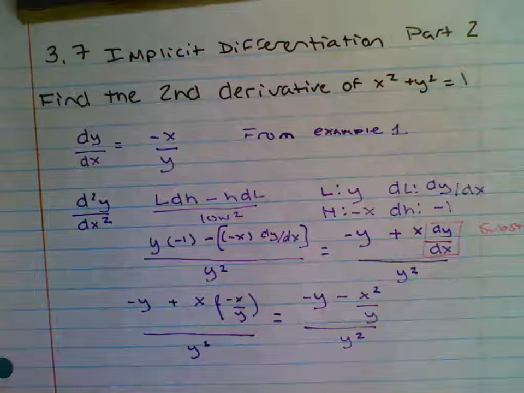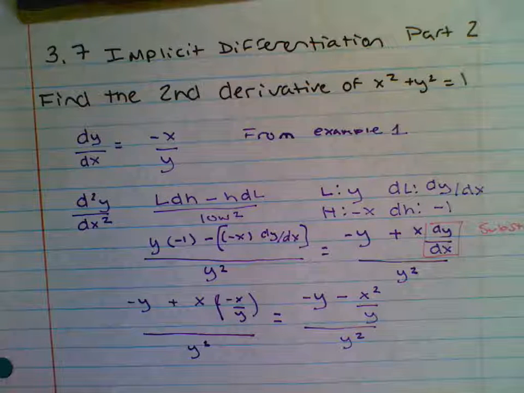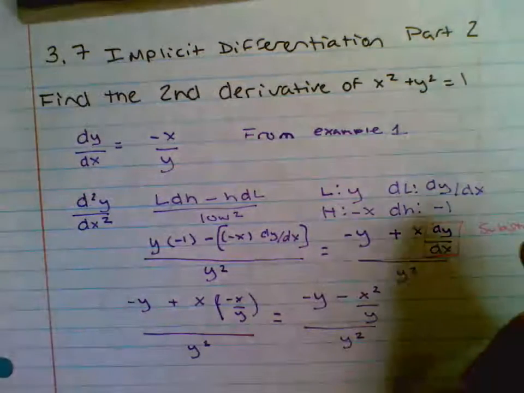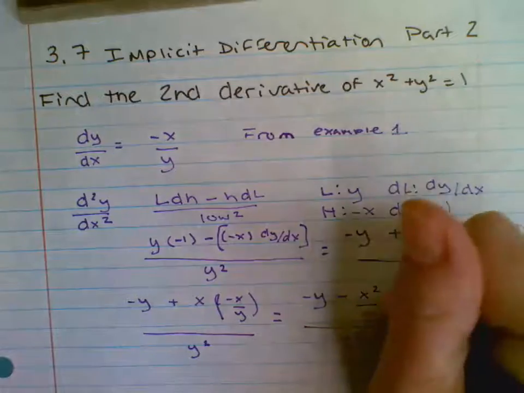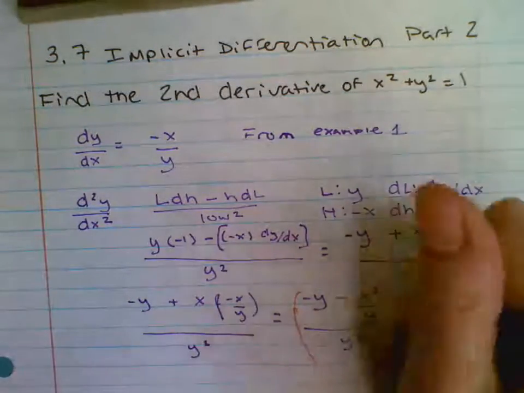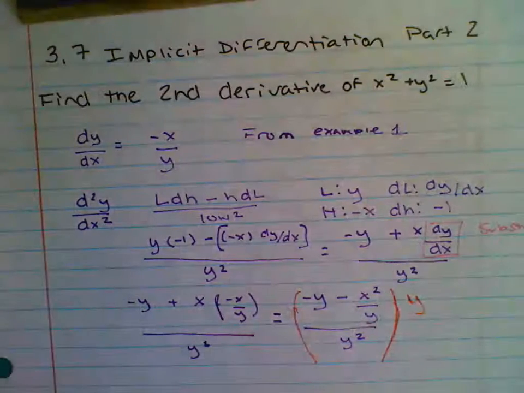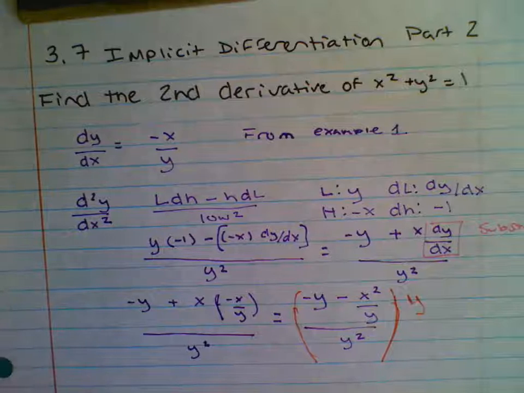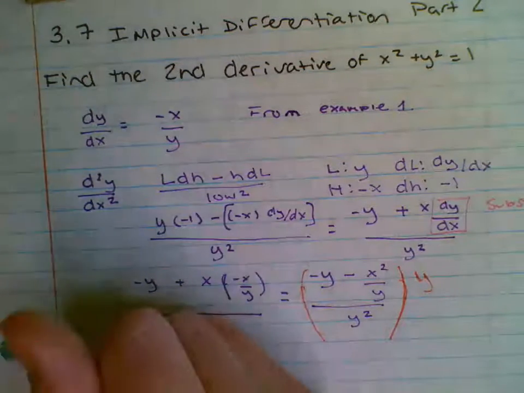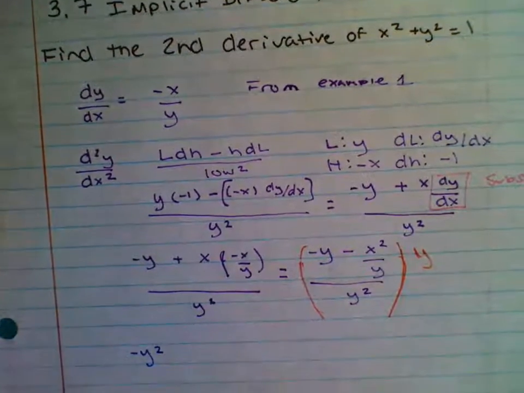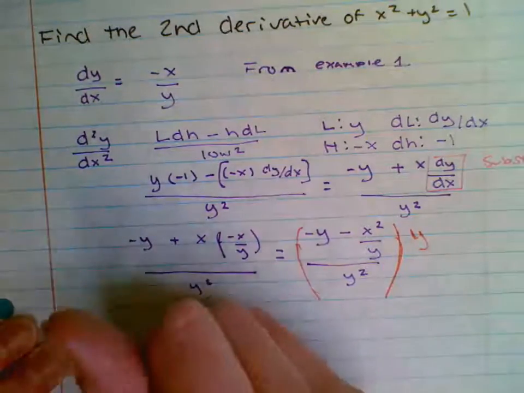Okay, so this is a little bit messy. I kind of dislike how it looks. So what I'm going to do is multiply everything by y. And the reason why I'm going to multiply everything by y is so that this fraction will go away. So it's just going to clean it up just a little bit. So negative y times y is going to give me negative y squared. I'm just going to get negative x squared there, all divided by y cubed.